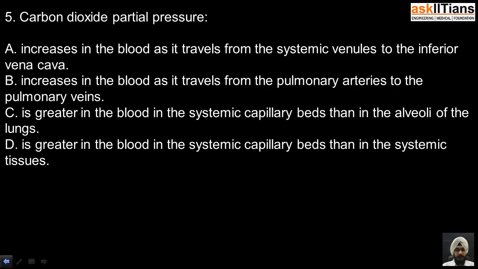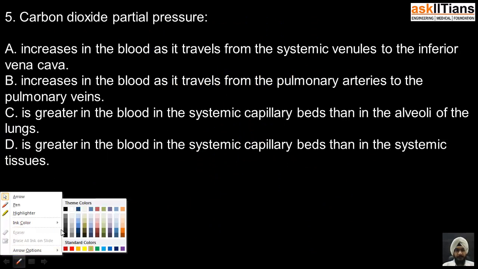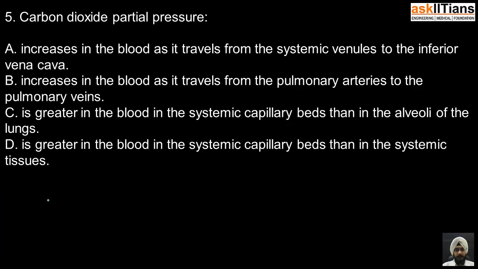The next question says carbon dioxide partial pressure. We have a couple of options. The first option says it increases in the blood as it travels from the systemic venules to the inferior vena cava. Option B says it increases in the blood as it travels from the pulmonary arteries to the pulmonary veins. The next option says it is greater in the blood in the systemic capillary beds than in the alveoli of the lungs. And the last says it is greater in the blood in the systemic capillary beds than in the systemic tissues. Let's go option by option.